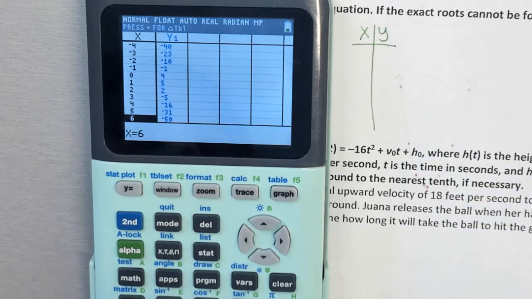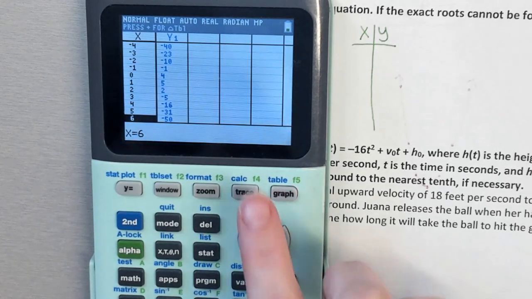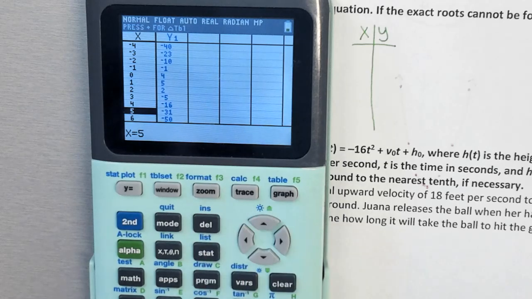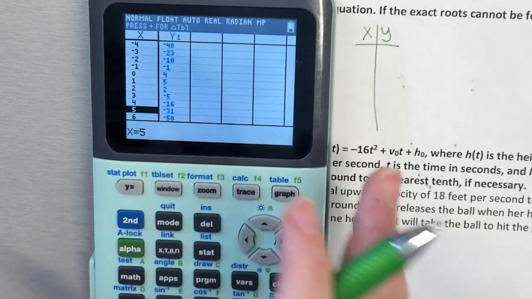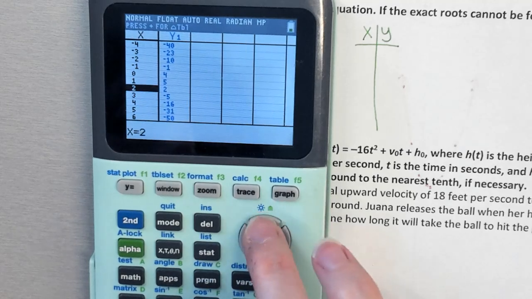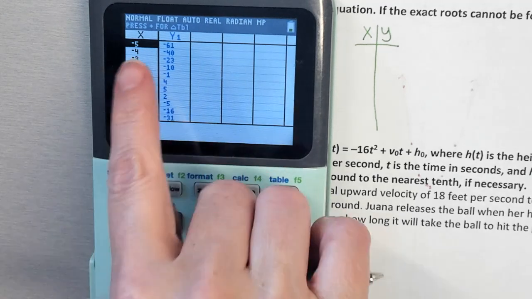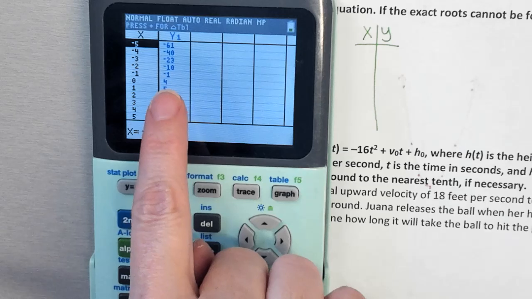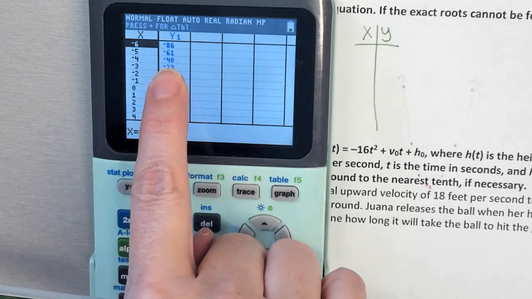Yeah, so if you can't find any of the y values that are 0, we're just going to look for the sign changes. Okay. What do you have at -5? Do your numbers match mine though?